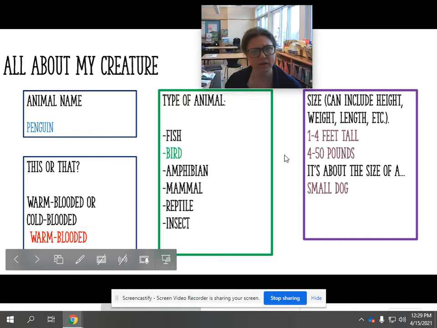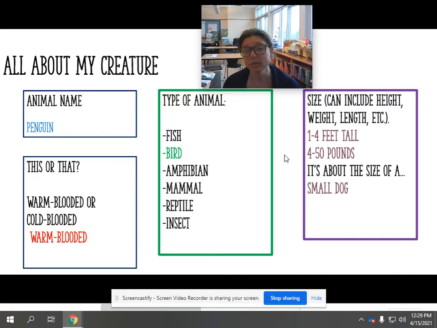And then I want you to think about what size it is. Research that a little bit. Penguins can actually be 1 to 4 feet tall and 4 to 50 pounds heavy, and they're usually about the size of a small dog.